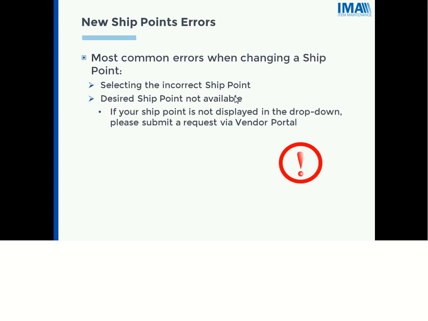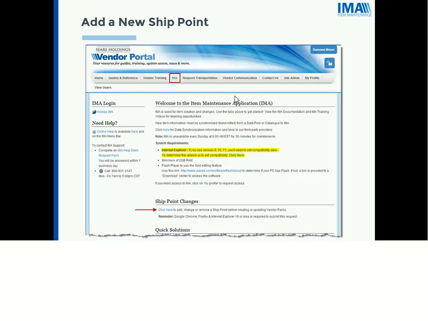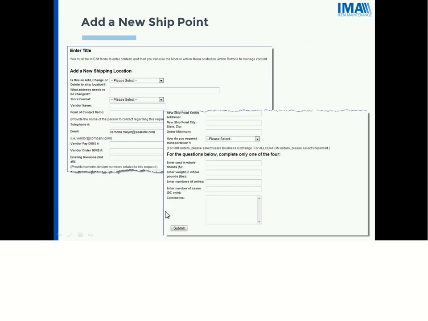The most common errors when changing a ship point is selecting the incorrect one, or your desired ship point isn't available. It's not in that drop-down list. So if your ship point is not available in that drop-down, you have to submit a request through the vendor portal. If you go to the vendor portal and go to the IMA tab, down a little bit on the screen you will see ship point changes, and below that there is a link to click here to add, change, or remove a ship point.